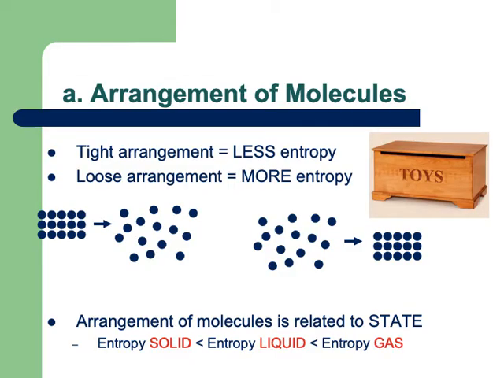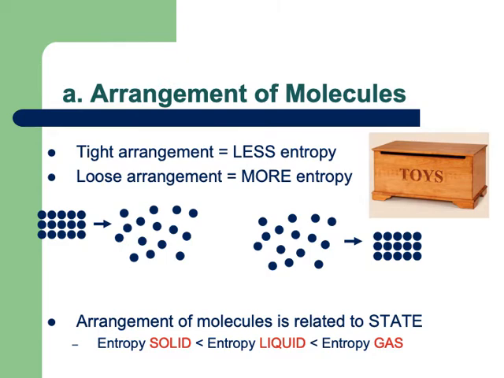So the first factor that affects entropy is the arrangement of molecules. If we have a tight arrangement, like the picture shows on the left, where we have a 5x3 arrangement that's very tight, we have less disorder or less entropy compared to a loose arrangement, which is on the right, where the molecules are all spread out. This has more entropy. There's more disorder within a system.